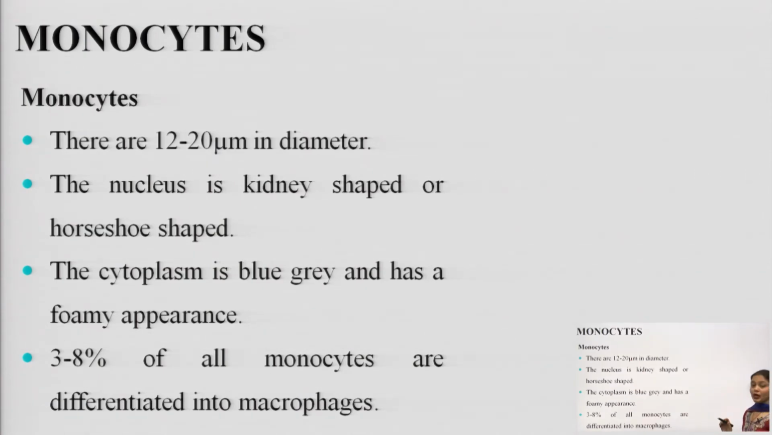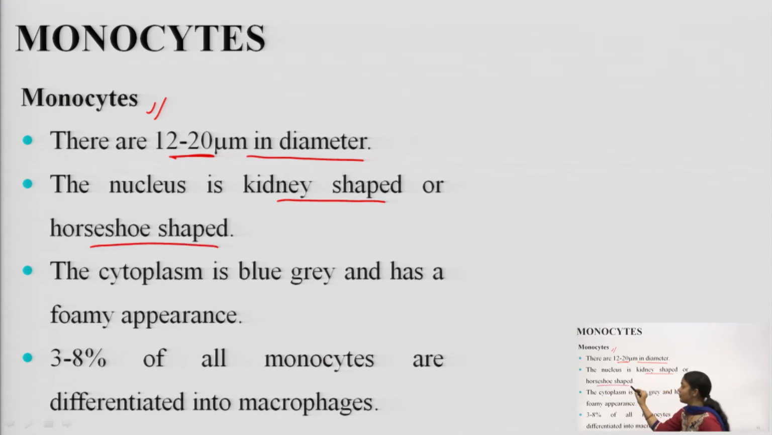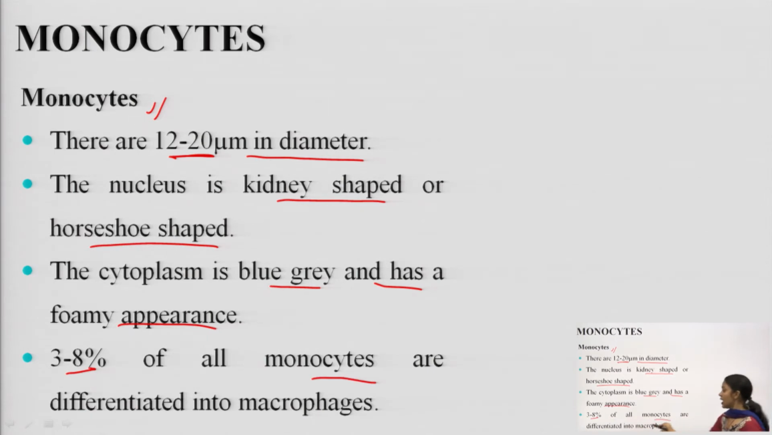Now come to the agranulocytes. They have the monocytes. They are 12 to 20 micrometers in diameter. The nucleus is kidney shaped or horseshoe shaped. The cytoplasm is blue-gray and has a foamy appearance. They are 3 to 8% of all WBCs. Monocytes are differentiated into the macrophages.